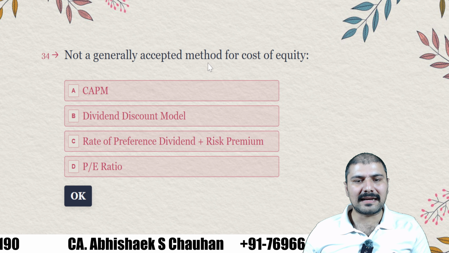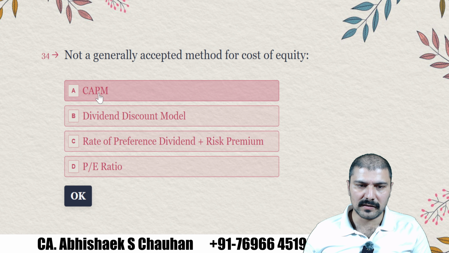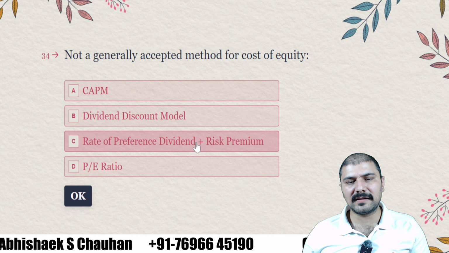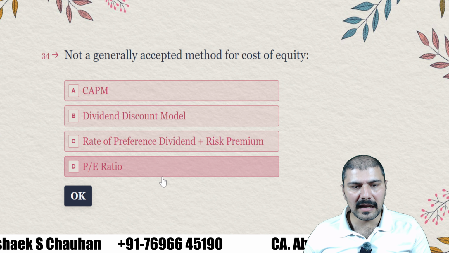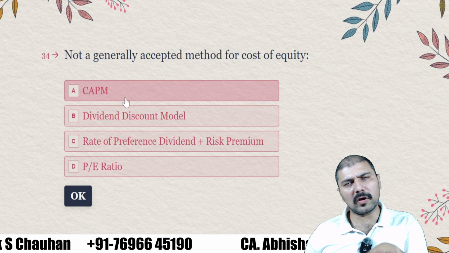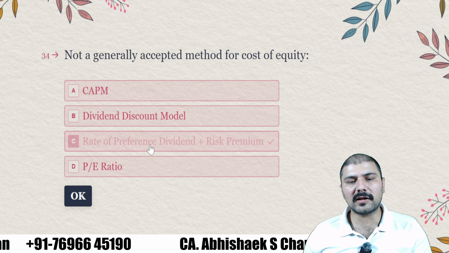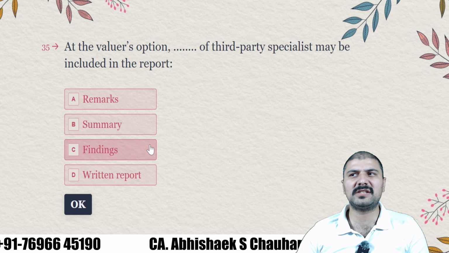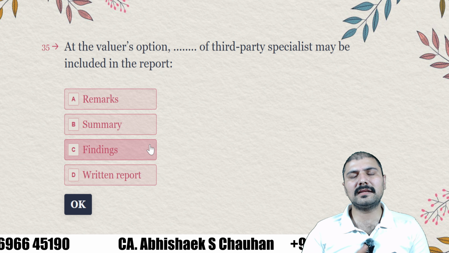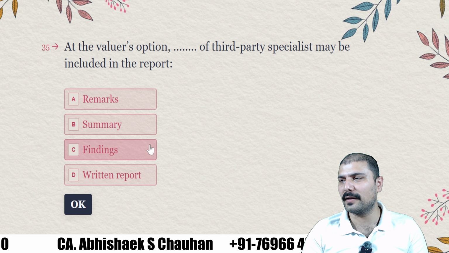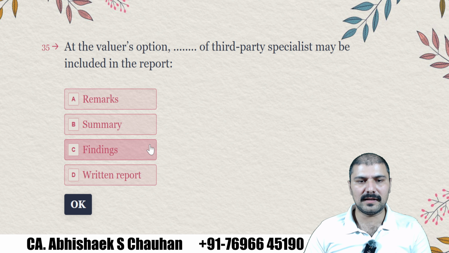Not a generally accepted method for cost of equity: CAPM, dividend discount model, rate of preference dividend plus risk premium, and PE ratio. Generally, all of these are used. All of these can be used, but generally the question is asking that rate of preference dividend plus risk premium is not generally or widely used. Others are widely used, but we cannot say that it is not usable at all, right? That is also used sometimes, right?